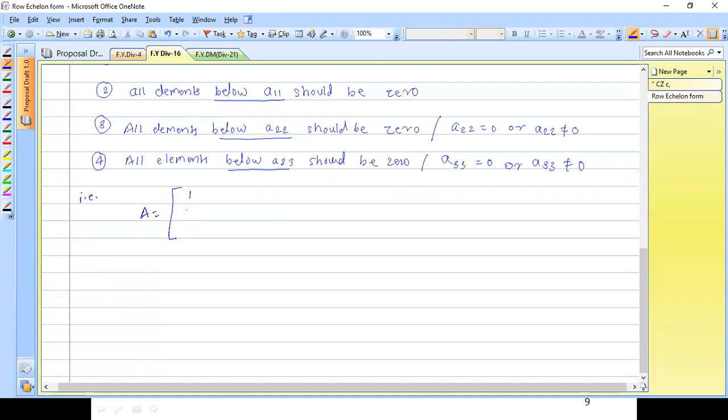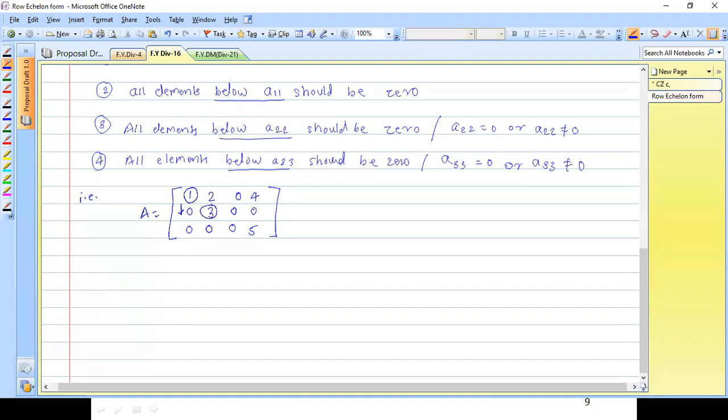Okay, so I just write down 1, 0, 0, 2, 3, 0, 0, 0, 0, 4, 0, 5. Is this in row echelon form? What is my condition? My first element A11 is this one. Is it non-zero? Yes, it is non-zero. For all the elements below A11, are these 0? Yes. What is my second element A22, the second diagonal element? This 3.